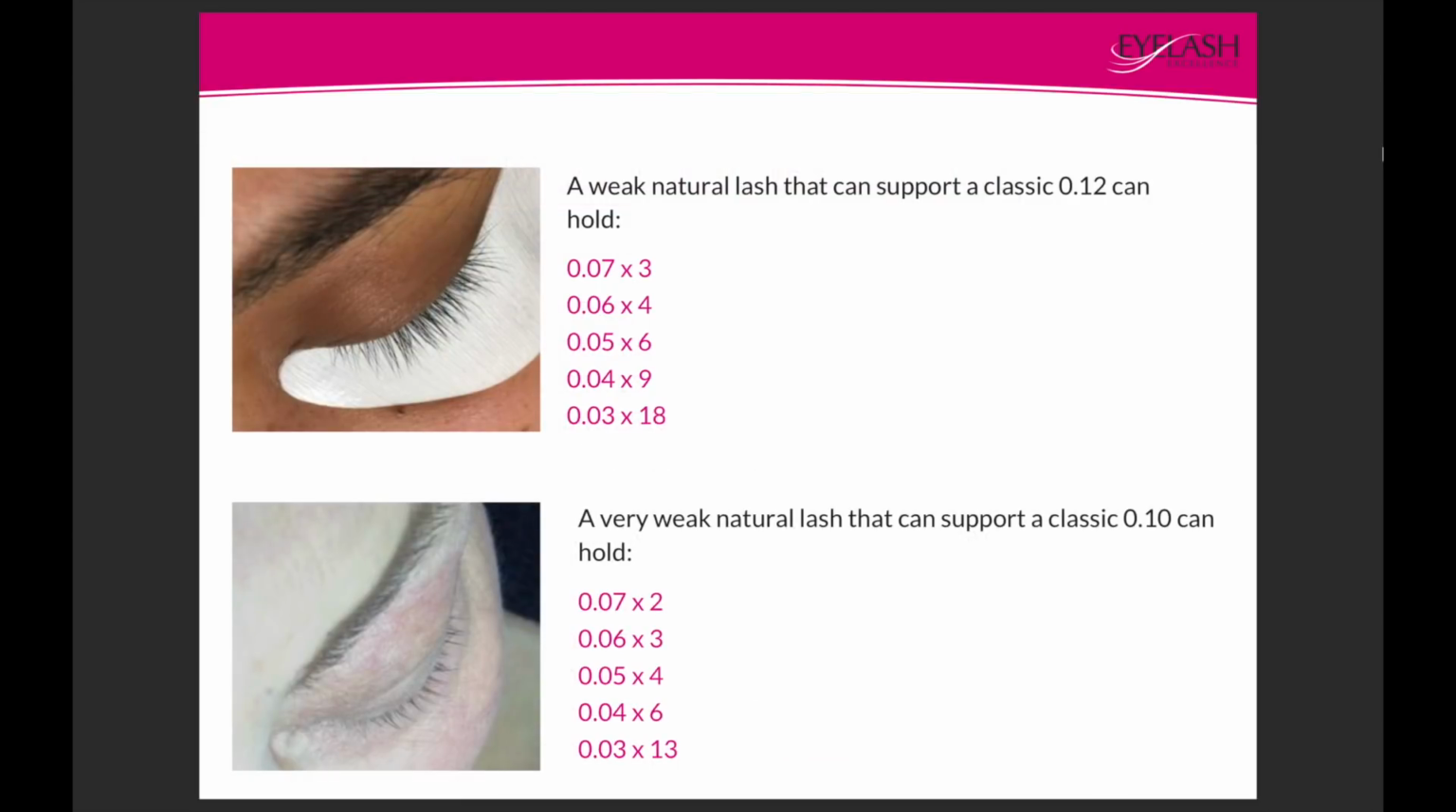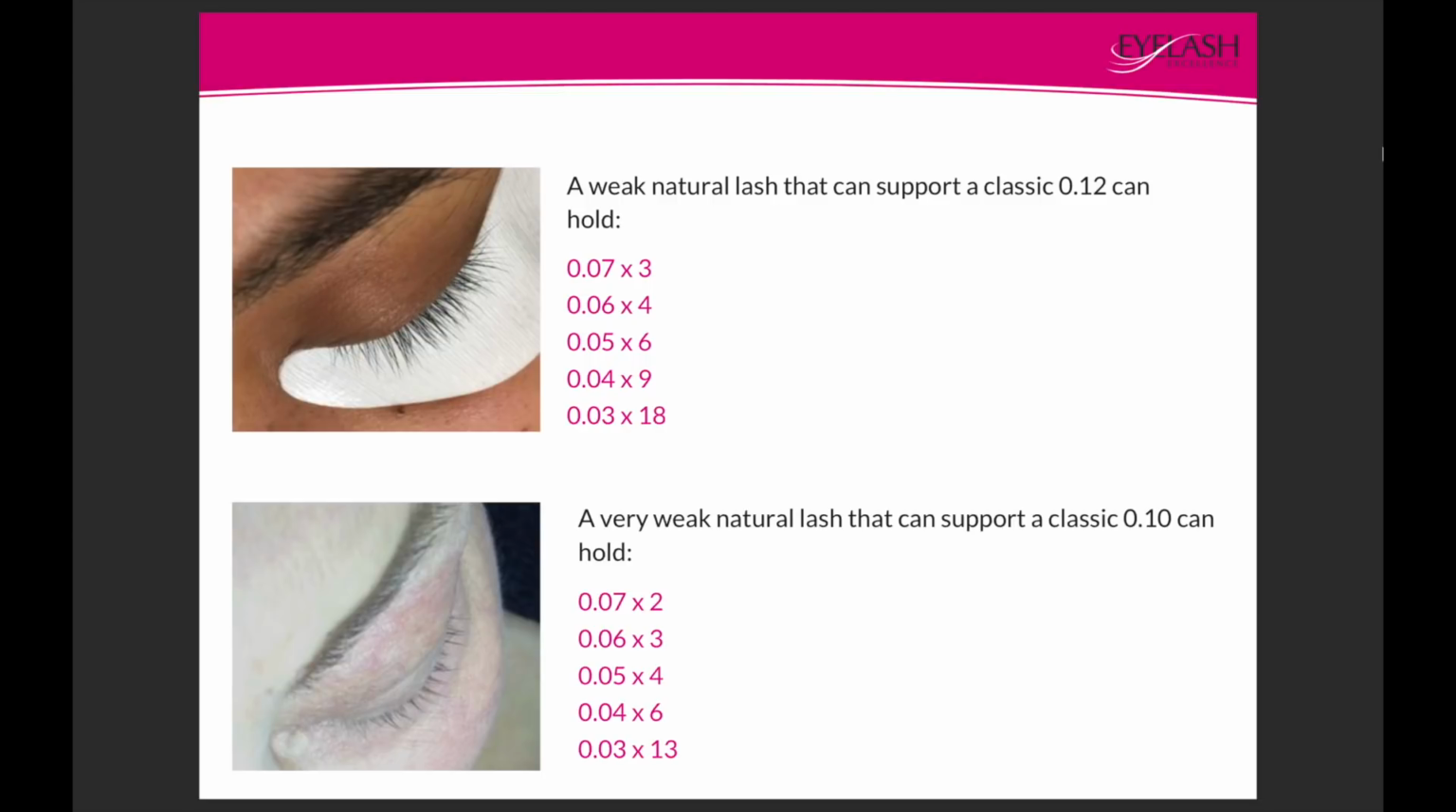So moving on to the next page, let's look at this image at the top here. So quite a weak natural lash, and if I was to classic lash this client, the 0.12 would be the maximum that I would use on her stronger natural lashes. So that means if we use 0.07s on her, she could hold 3, 0.06s 4, 0.05s it would be 6, 0.04s it would be 9, and 0.03s it would be 18.